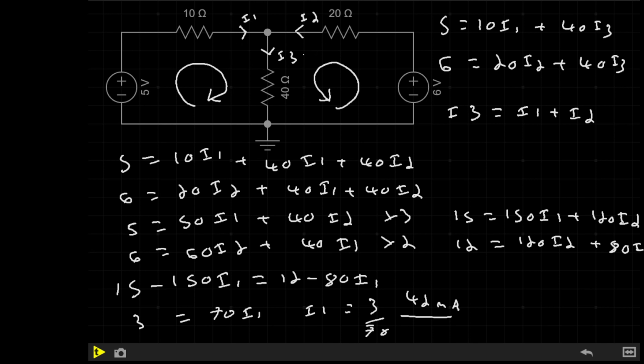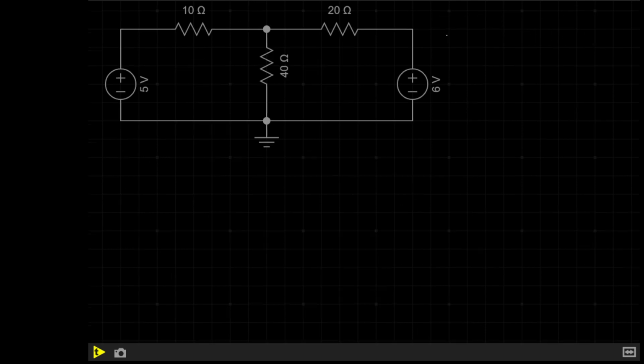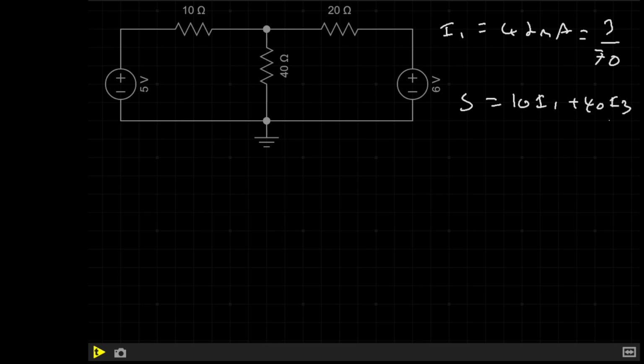Now, if you wanted to work out the current for the rest of the circuit, you could do it using the equations we've already created. So up here we have 5 equals 10 I1 plus 40 I3. So if we replace I1 with 3 over 70 and solve to get I3, remember that I1 equals approximately 42 milliamps, or 3 over 70, and that our first equation was 5 equals 10 I1 plus 40 I3, we can actually use these two equations to calculate I3.